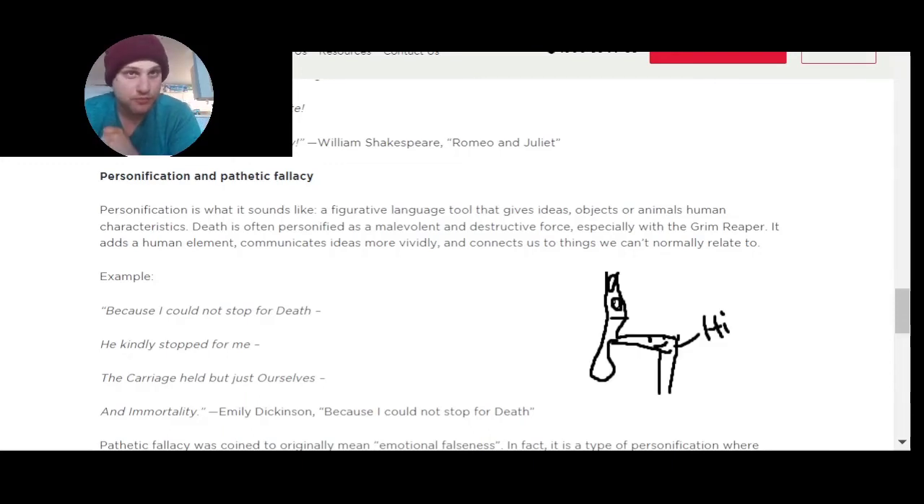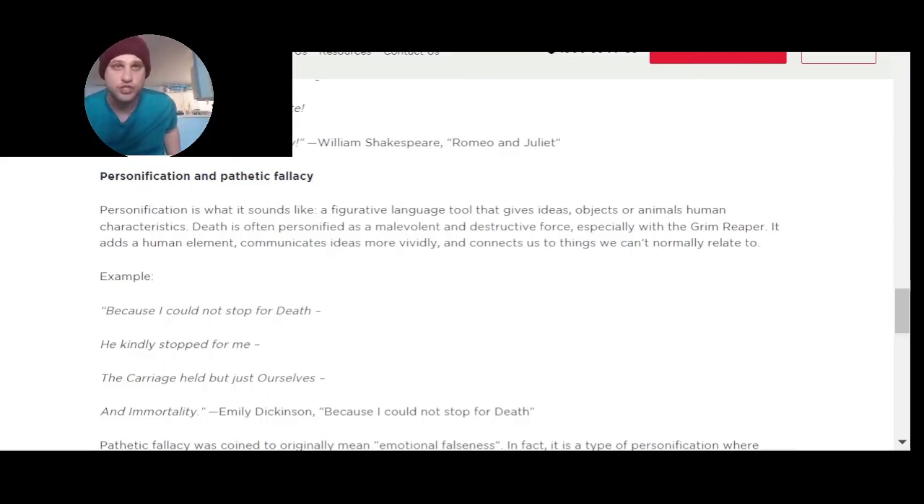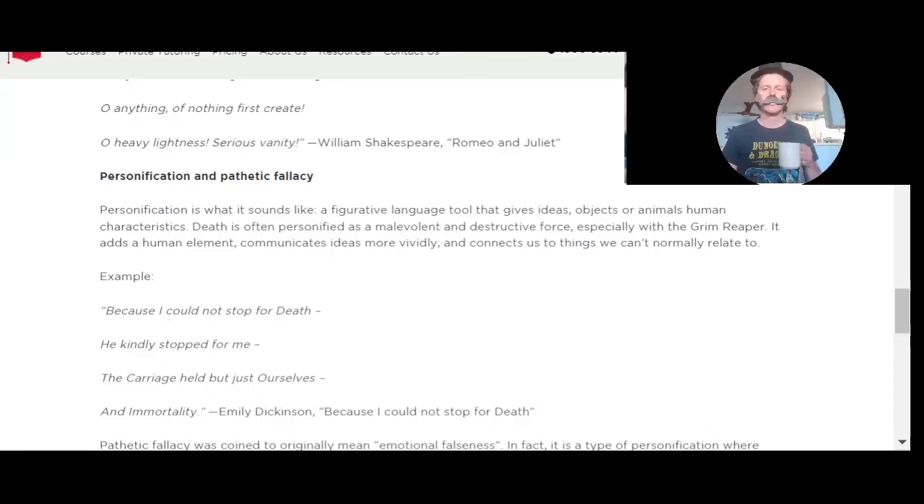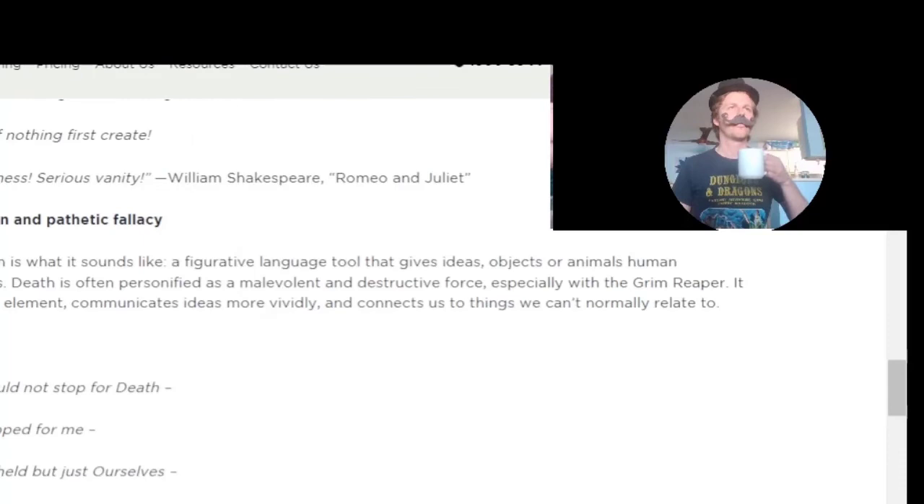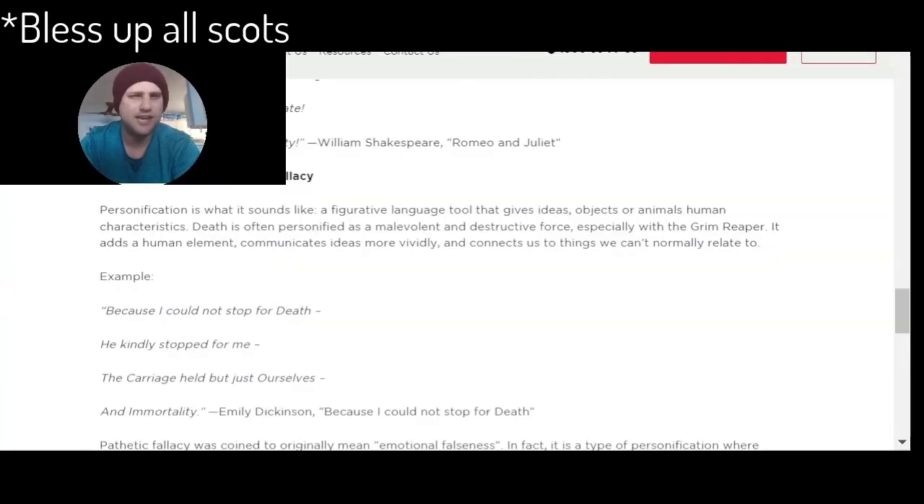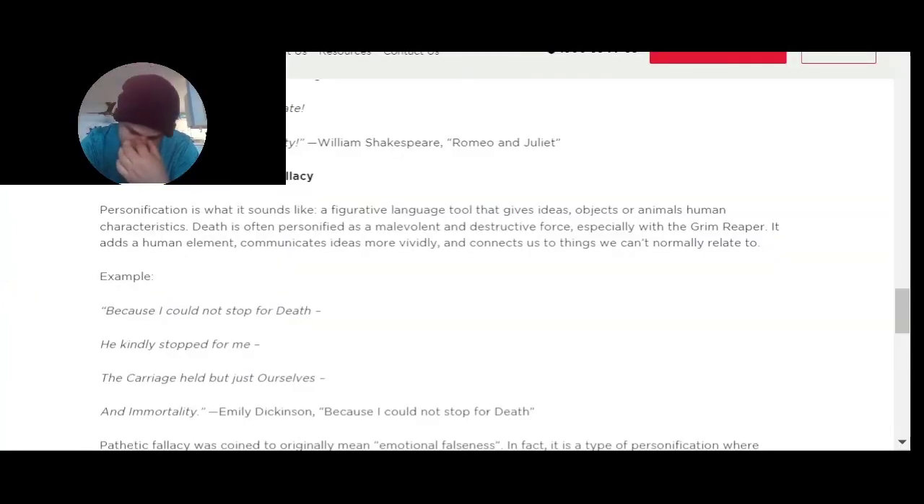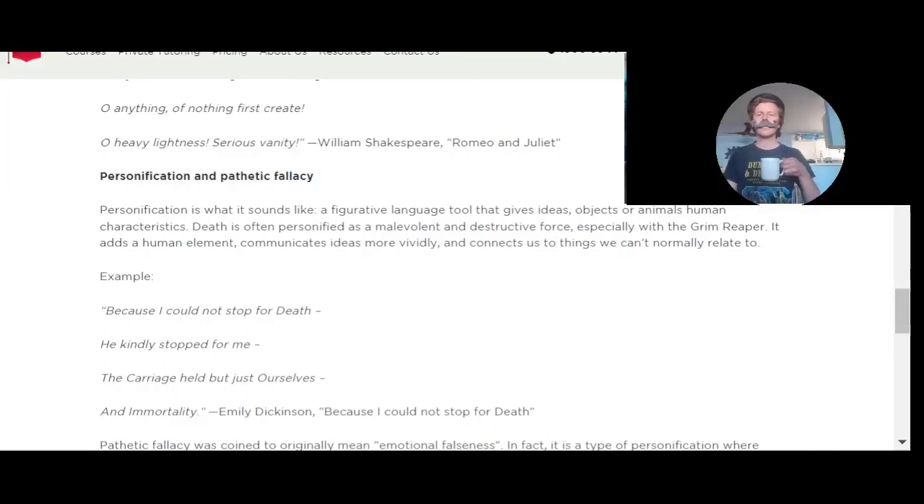For example, this is a good chair. Yes, I love this chair. Yes, personification. Sometimes we do that to the Scots. What in the world did you just say? Oh my gosh. Do I have to explain everything to you Americans? Oh, this is too much.